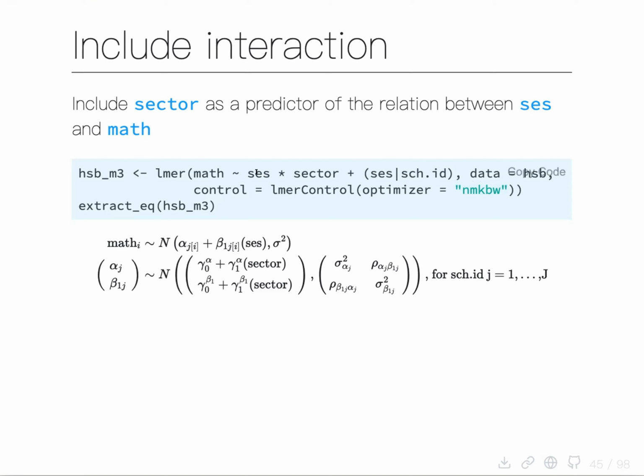But here now I'm saying SES times sector, and then SES is randomly varying across school ID. And so now we have alpha J and beta 1J here. So this is all still the same. But now at this level, we're saying our intercept is predicted by a school level predictor for sector. But also our slope, beta 1, is predicted by a school level predictor for sector. So again, this is the slope we would expect for public schools, and this is the slope for SES that we would expect for private schools.